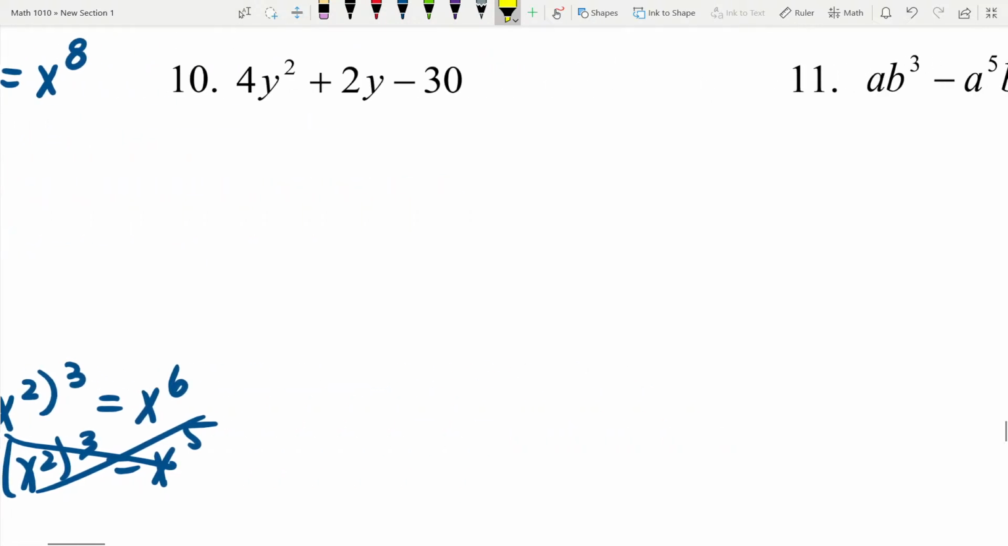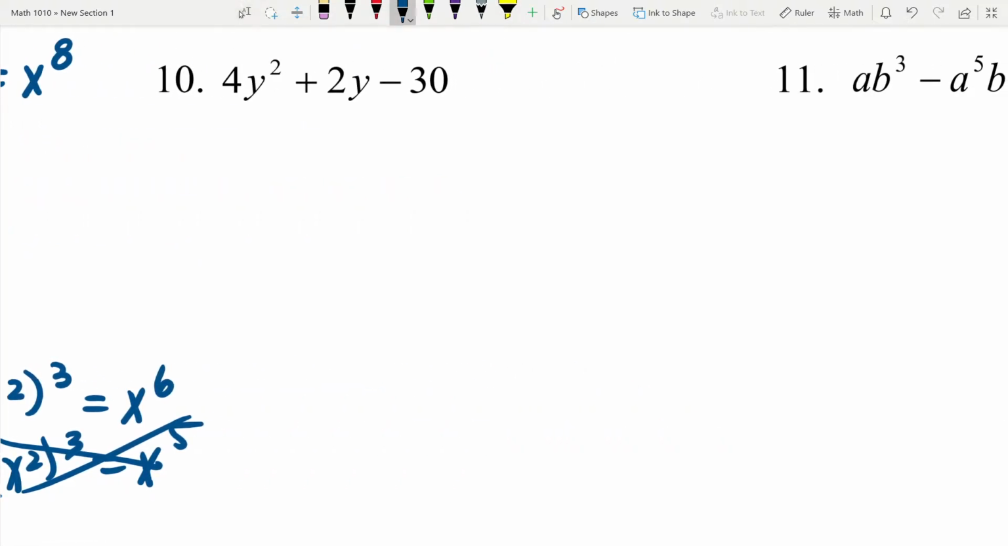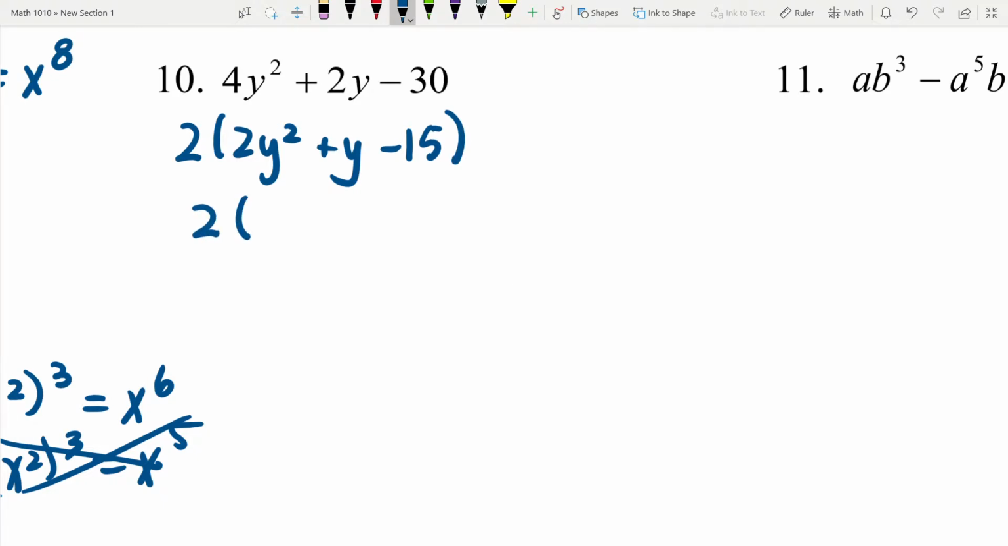There's my answer and I'm done. Okay, question 10. First thing you notice, shout it out, just tell me. Even, right? 2 goes into all of them. So let's take out a 2. And you're left with 2y to the second plus y minus 15, like that. Okay, now let's keep going. It might continue to factor, it might not. Let's try. So the 2y to the second is going to split to a 2y and a plain y.